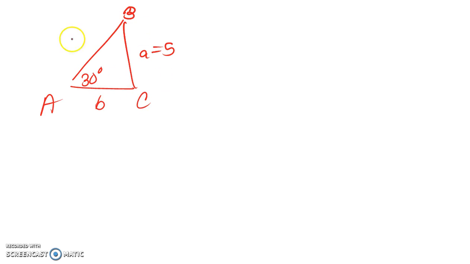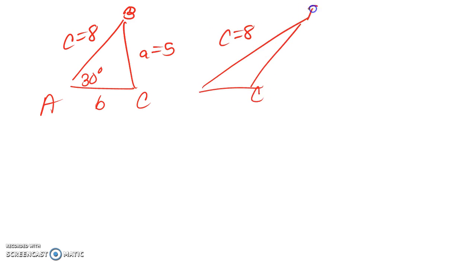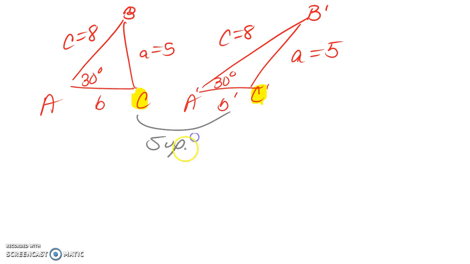So here we go. We'll set up our two triangles. We know this is 30 and 5. We don't know side B. Side C is 8. And for our second triangle, we'll call this A prime, C prime, and B prime. We still need to find the missing sides and angles. So these two angles will be supplementary. And let's find angle C first.